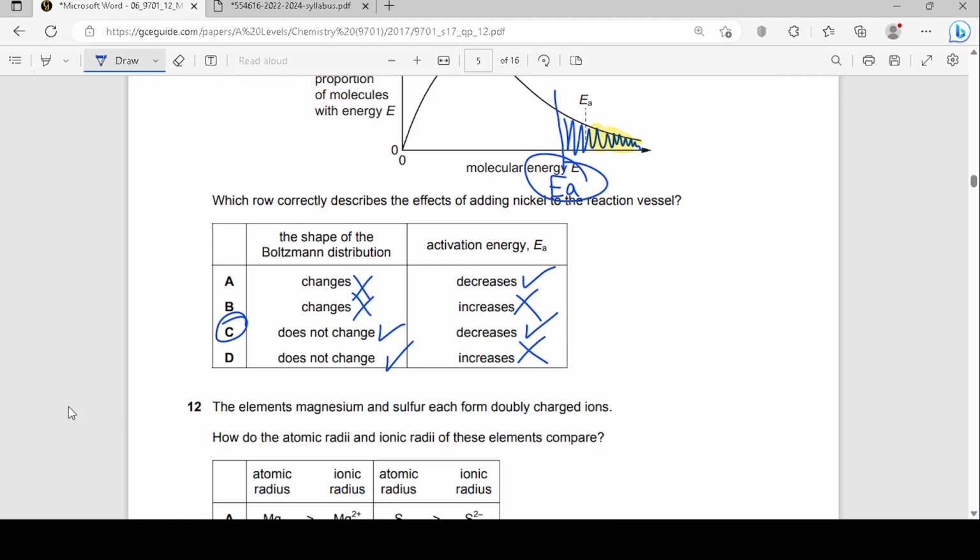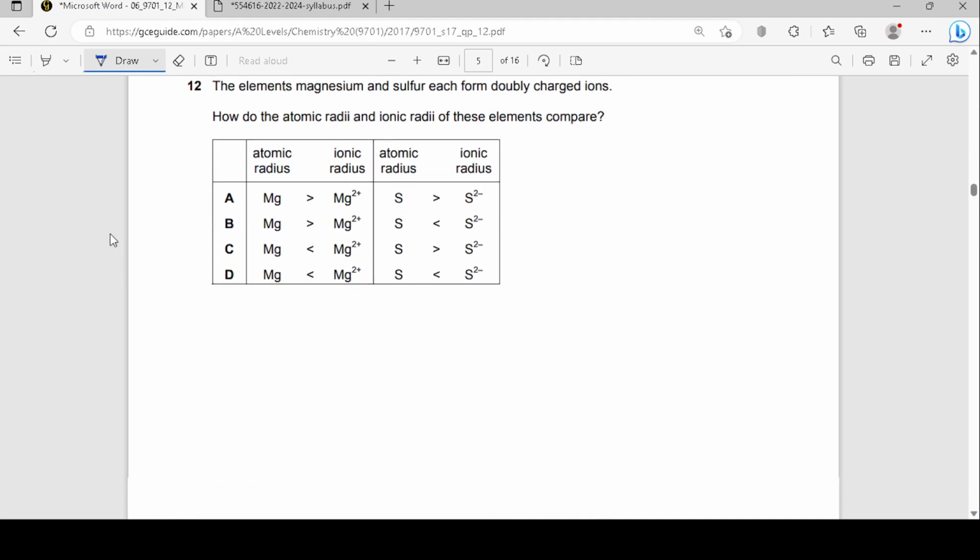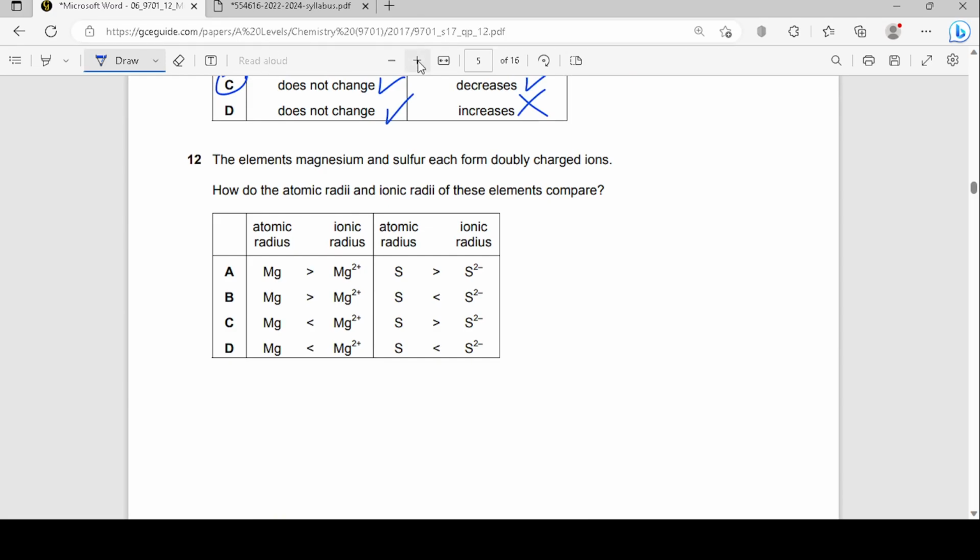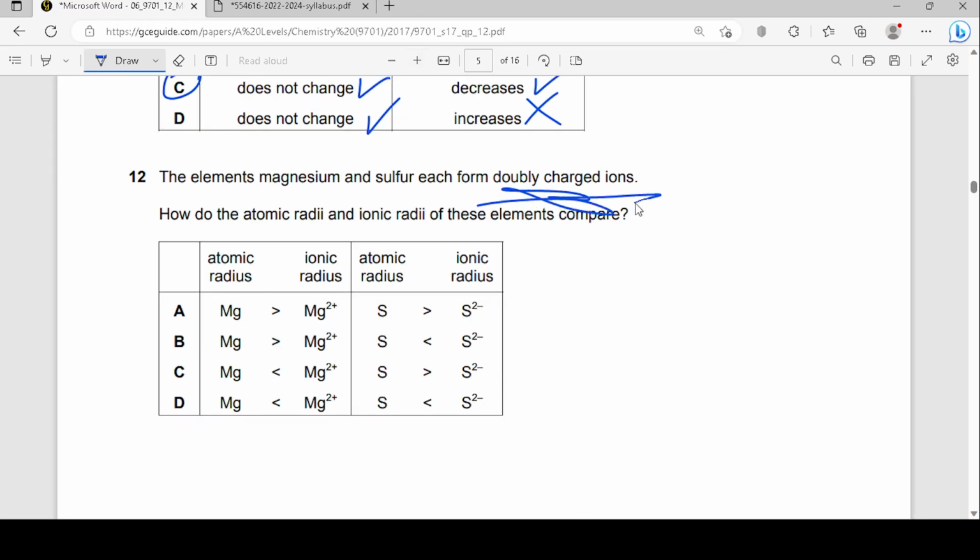Then next question is question number 12. The elements magnesium and sulfur each form doubly charged ions. So how do the atomic radii and ionic radii of these elements compare? So what is period 3? It's sodium, magnesium, aluminium, silicon, phosphorus, sulfur, chlorine, argon, right?